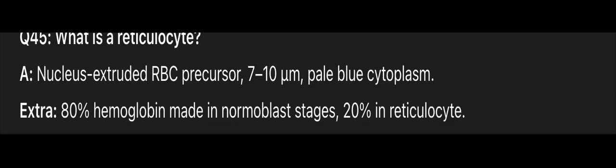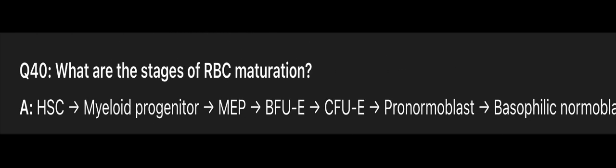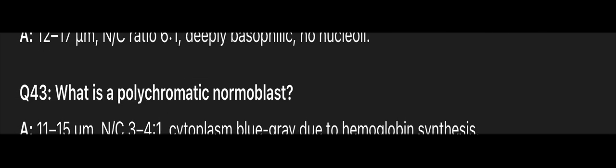Okay, this is a good question. So how much of the hemoglobin is made in the normoblast stages, so all the stages before reticulocyte, versus how much hemoglobin is made in the reticulocyte stage? So I'm looking for percentages here. 80% of hemoglobin is made in normoblast stages and 20% in the reticulocyte. So again, the normoblast stages are pronormoblast, basophilic normoblast, polychromatic normoblast, and orthochromic normoblast.